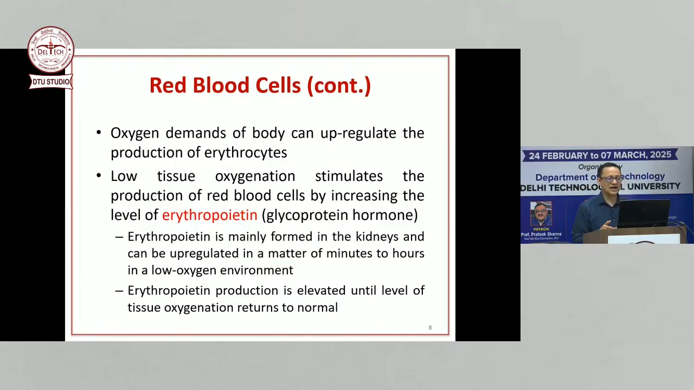Oxygen demands of the body can upregulate production of erythrocytes. So if you are at elevated places where your body is a little bit lacking in oxygen, a signal can be given to the body that, hey, I need more oxygen. They can make more red blood cells, so more oxygen can be carried. Low tissue oxygenation stimulates the production of red blood cells by increasing the level of erythropoietin, which actually helps within minutes to hours to upregulate these red blood cells so that oxygen demand can be taken care of.